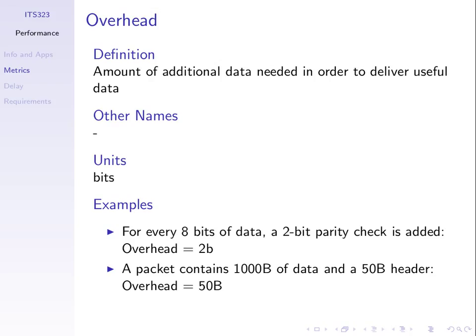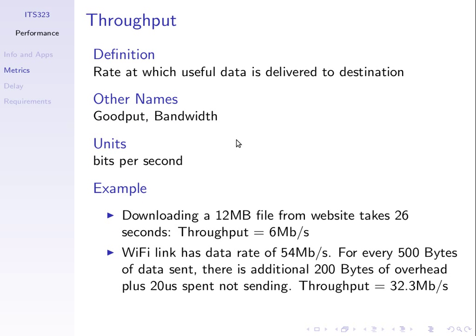Why do we need it? Well, we'll see many different cases, to include addresses, sequence numbers, and error detection, so that the receiver can detect if something goes wrong. We'll see those through the course. Let's get to one more and then to throughput. Here we are.